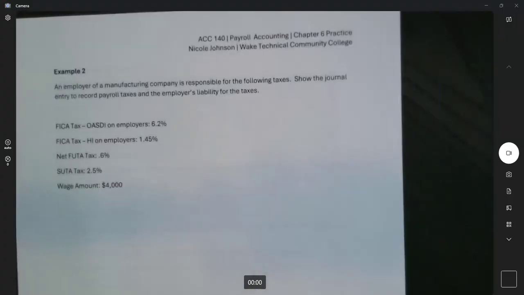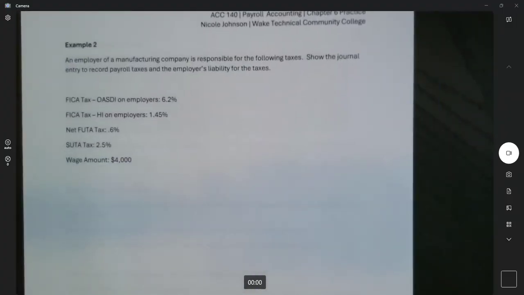In my next example, we have an employer of a manufacturing company that's responsible for the following taxes. We're going to show the journal entry to record the payroll taxes and the employer's liability on those taxes. So this is just the employer side, the things that the employer is responsible for, which would be the FICAs, the FUTA, and the SUTA. Okay, so FICA tax OASCI on employers is 6.2%. HI on employers is 1.45%. The net FUTA tax is 0.6%. And the SUTA tax given to us in this scenario is 2.5%. The wage amount is $4,000.